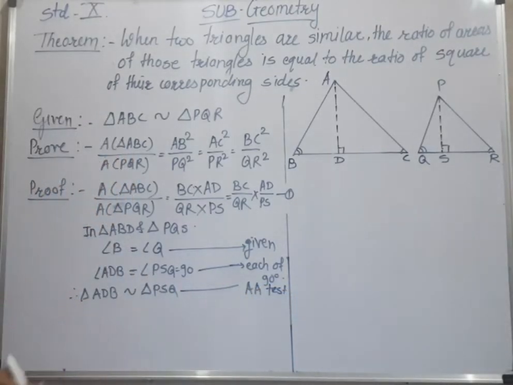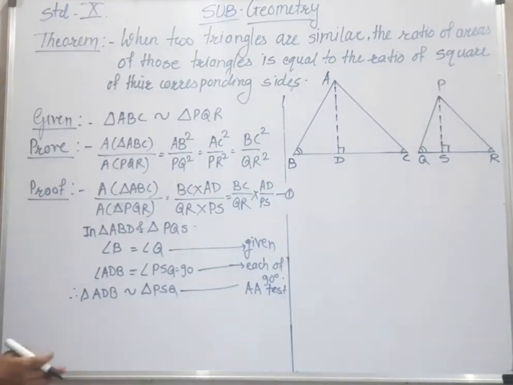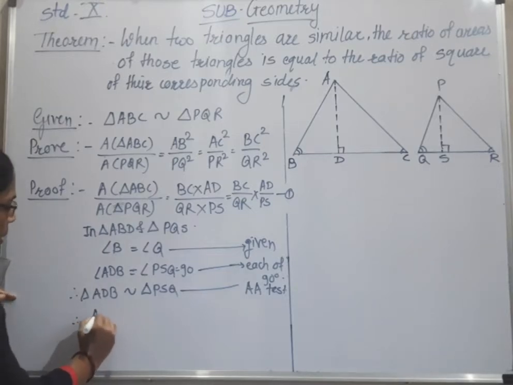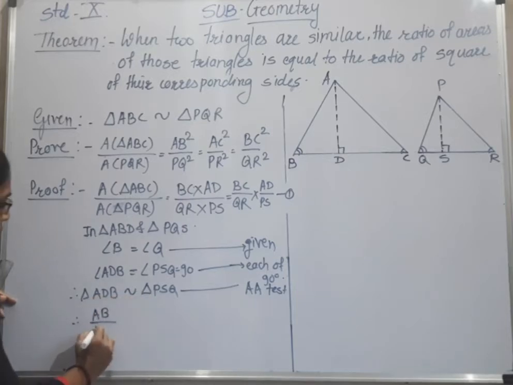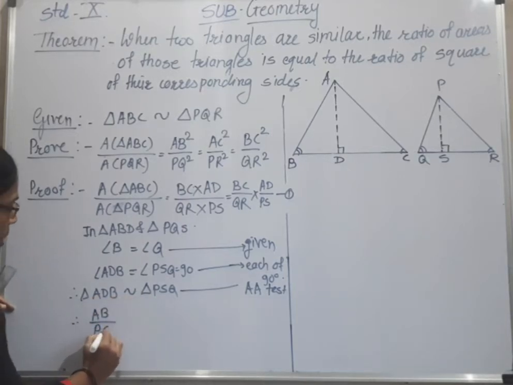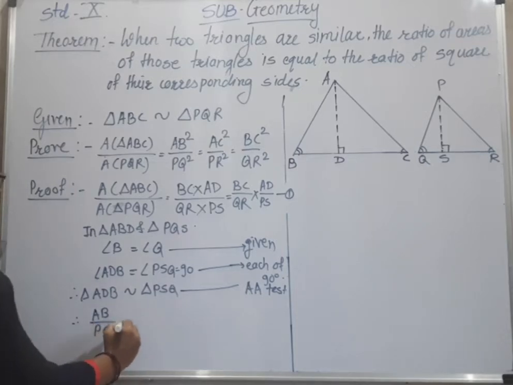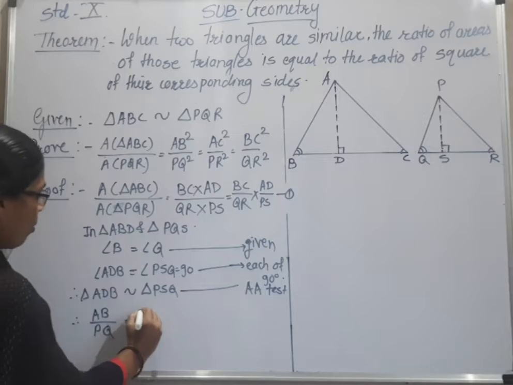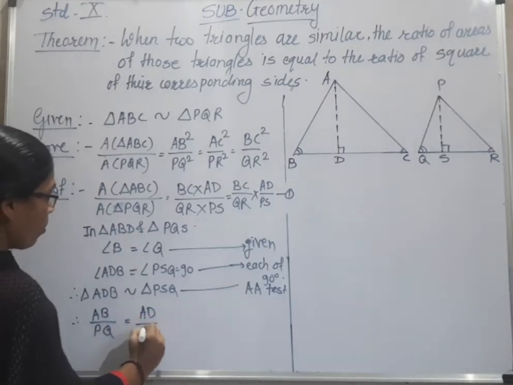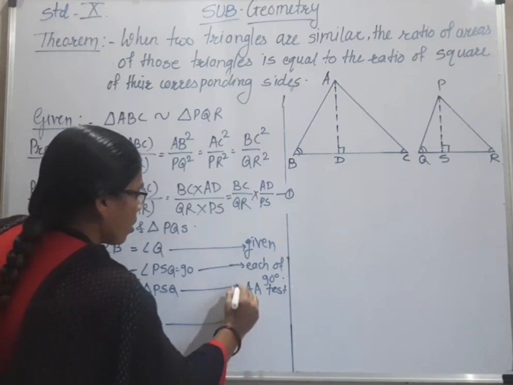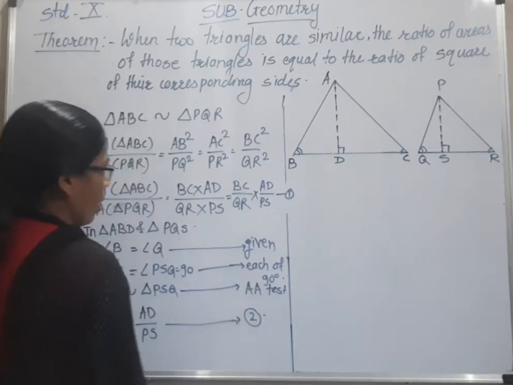And when these two triangles are similar, the ratios of their corresponding sides are also equal. Therefore, we can write AB upon PQ is equal to AD upon PS. That is equation 2.